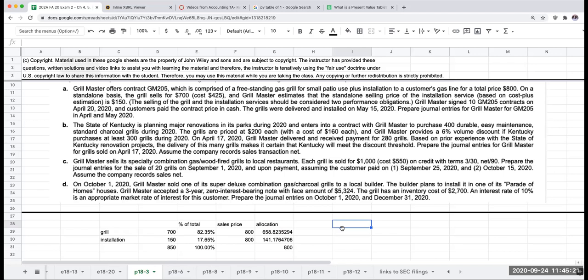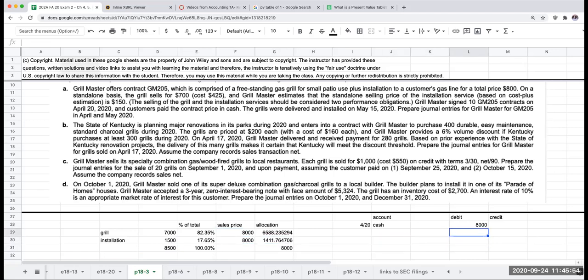Over here, I signed the contracts on April 20th, again 4/20. So you've got to count debit, credit. Over here, you've got cash, and this is going to be 800 times 10 because I sold 10 grills. So I'm receiving $8,000, 10 times 800. However, I have not installed the grills yet, and I haven't delivered them yet. So this is going to be unearned revenue, and this will be unearned installation revenue. So we're going to have 6,588, and then we'll have 1,411.